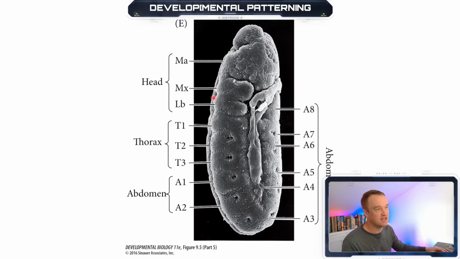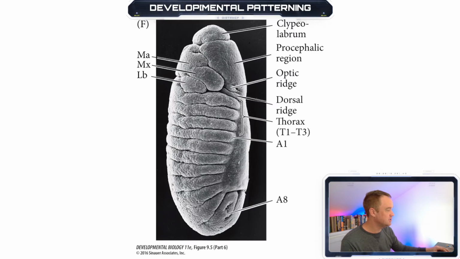So here we have the areas of the fly. We have the head, the mandible region, MX is the maxillary region, and then we have the thorax, so T1, T2, T3, the thorax regions 1, 2, and 3, the abdomen 1 and 2, and you can see it curves around, so abdomen 1, 2, 3, 4, 5, 6, 7, 8, so it's folded over on itself. Okay, so here's a little bit later in development. Again, we have the head regions here, and then we have the dorsal ridge, the thoracic regions, then we have the abdomen regions.